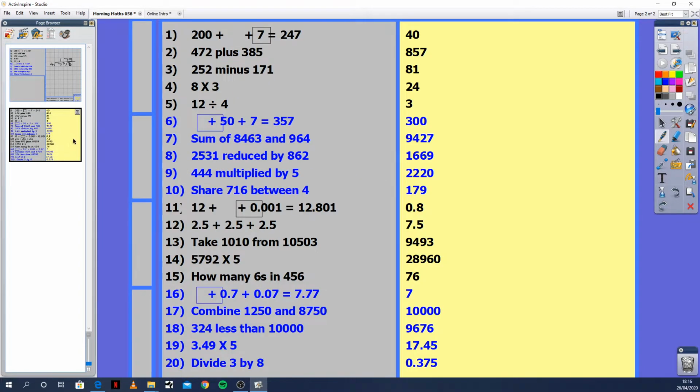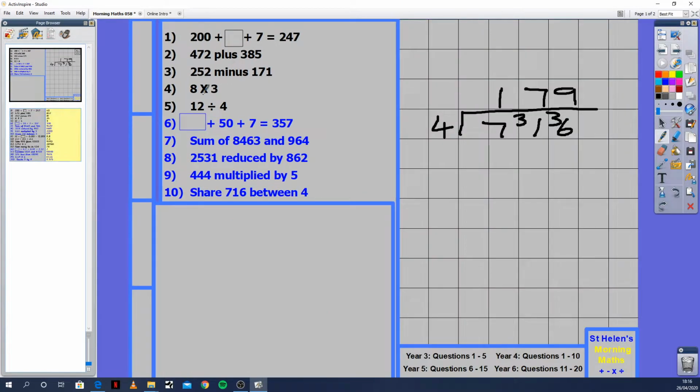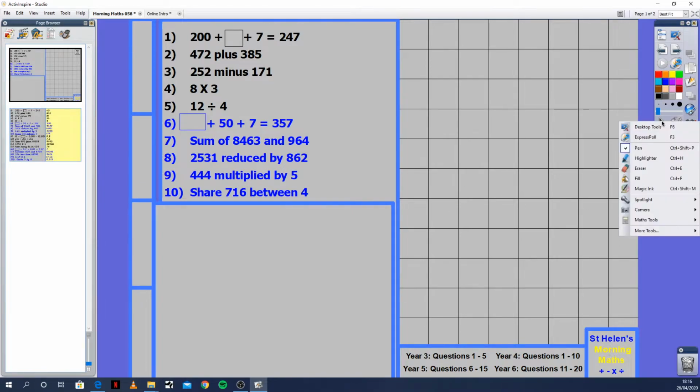Because I had a bit of a blip there earlier, I'm just going to 100% check that I've got that right. Yes, it's 179. And we move over to the next 5.